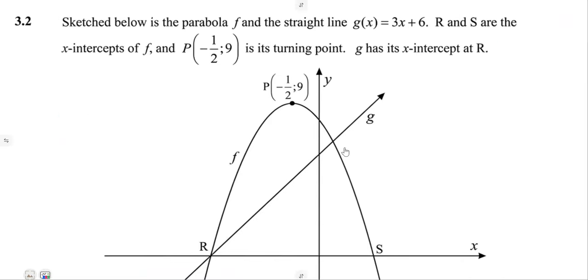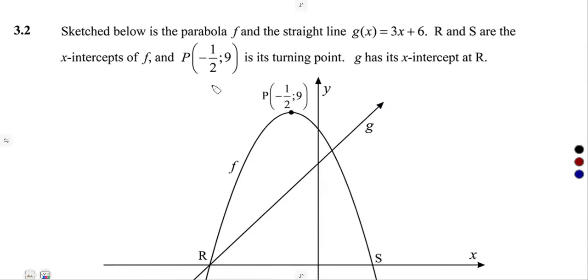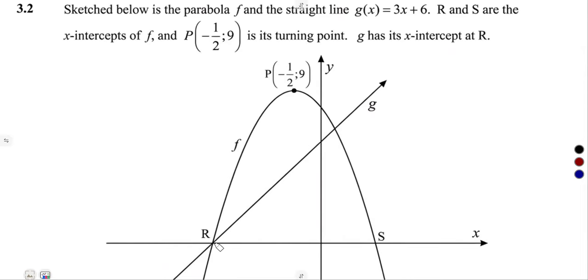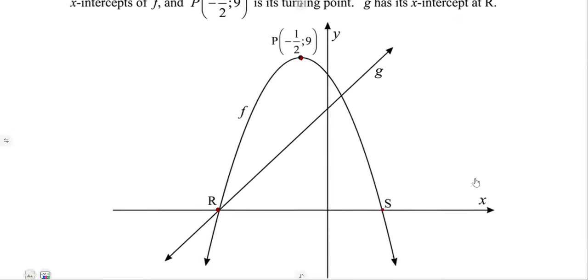All right, it's another question on its own, where we have got a parabola this time. So we have got a sketch of a parabola, which is given as f, and the straight line g of x. r and s are both the x-intercepts here, this one and this one. So r is found on both f and what? And g. Okay. We are given the point P as the turning point of f. Then g has got the x-intercept of what? Of r there. At r, which is okay, no problem.